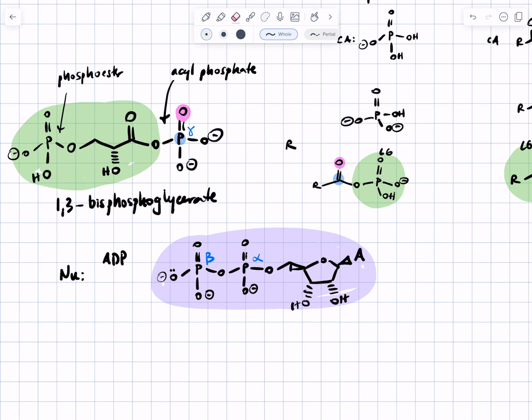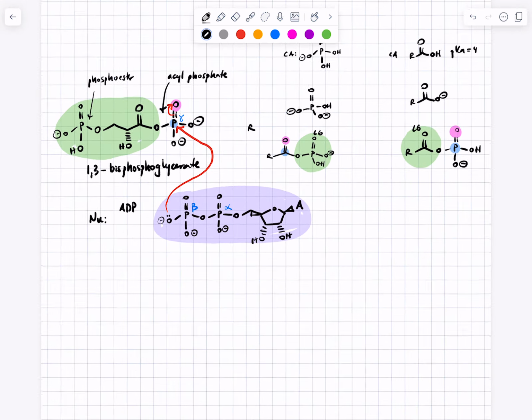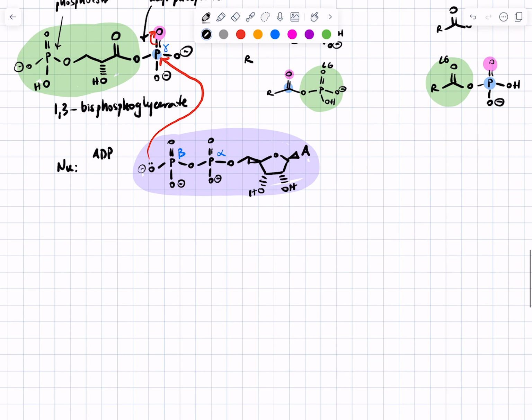So what do you expect? What should I do with the lone pair electrons on ADP? Attack. Attack who? The rebels. No, the phosphorus. Break the phosphorus oxygen pi bond again, because the LUMO is the pi star. That's going to get you an intermediate.